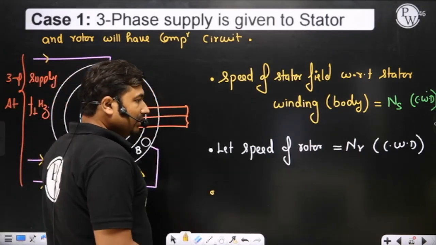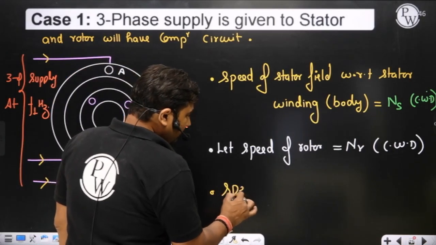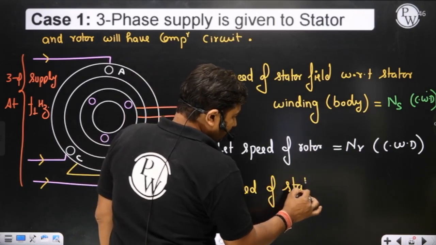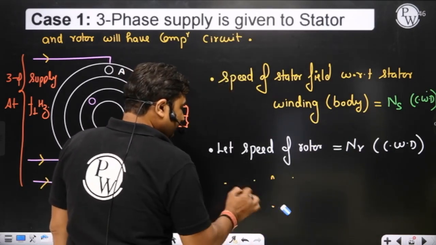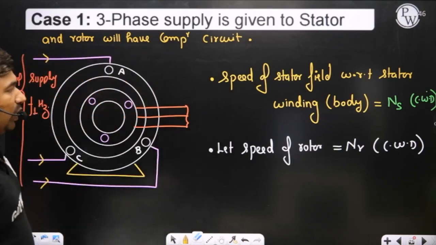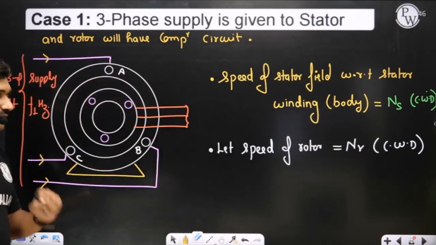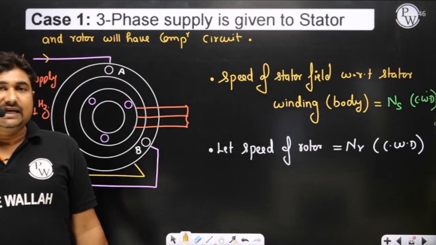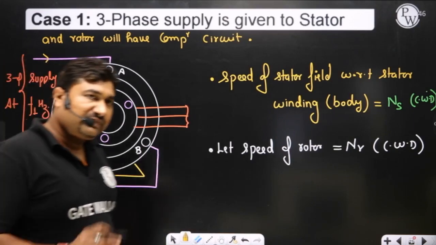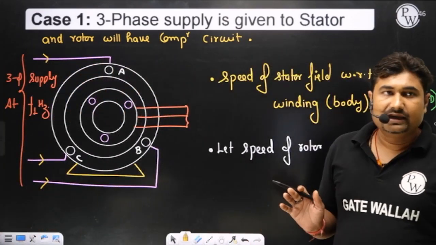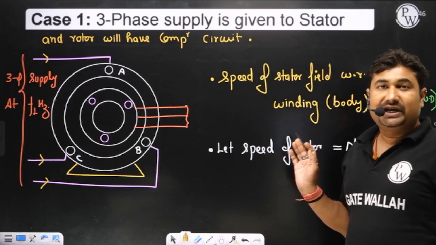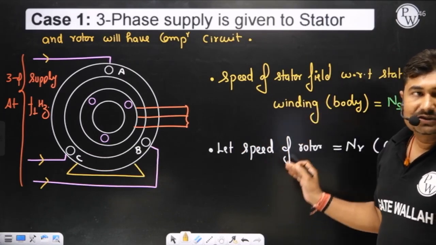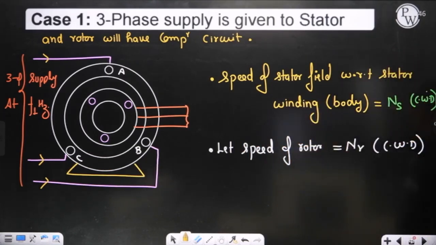Now please tell me, what is the speed of stator flux with respect to rotor body or rotor winding? Have you noted up to this part? Please note up to this part. For case 1, when supply is given to stator, speed of stator field with respect to stator body or winding is Ns, and as per the Lenz's law, there will be an induced EMF onto the rotor, and rotor will start in the direction of rotating magnetic field. So it is rotating at a speed of Nr, suppose in a clockwise direction.